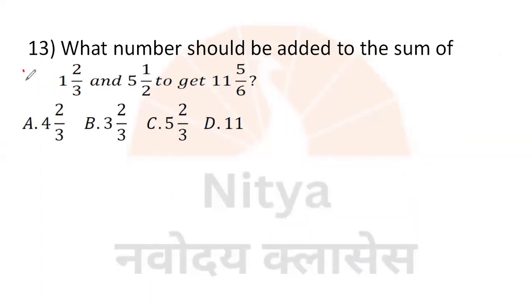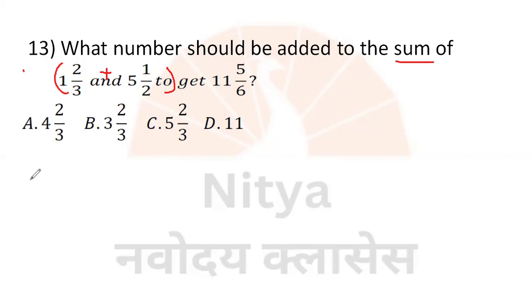13. What number should be added to the sum of 1 and 2 by 3 and 5 and 1 by 2 to get 11 by 56? What is the sum of these numbers? First, what number should be added to this sum? It means first we have to find this sum. Sum means addition of these fractions, to get 11 by 56.